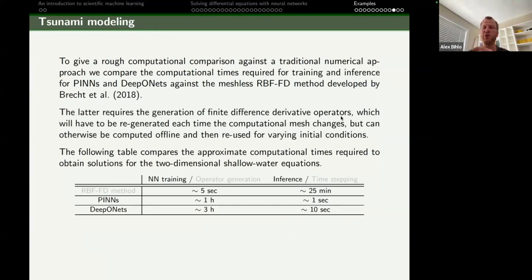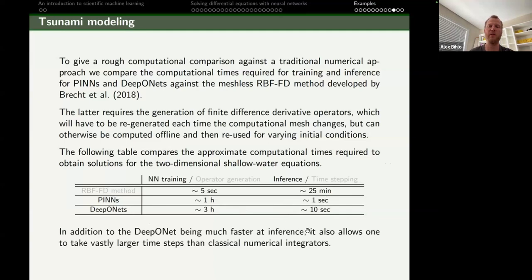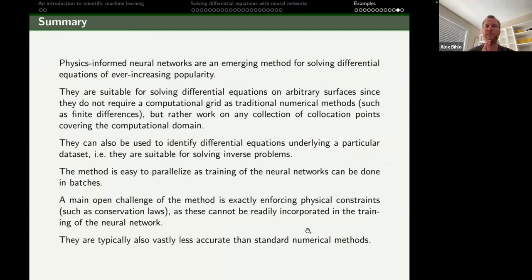I think this is also crucial, because it's the question which was in the chat as well. So this is just the computational time. Of course, this doesn't tell you how accurate it is. And it turns out that these standard numerical schemes are typically more accurate than DeepONets, which brings me to the end of my talk: what we talked about, and what classes of problems are suitable and unsuitable for PINNs. We talked about most of this already.